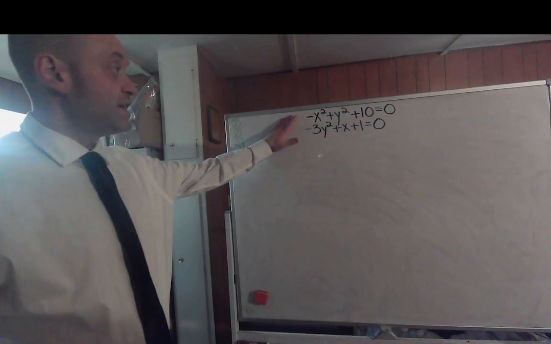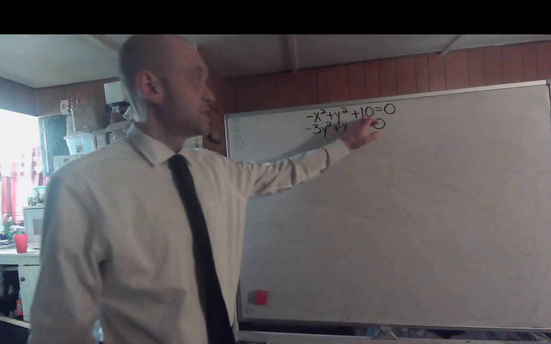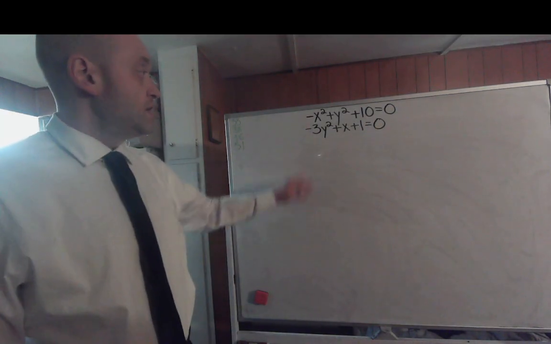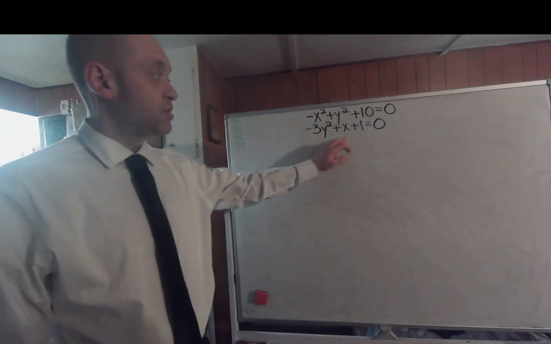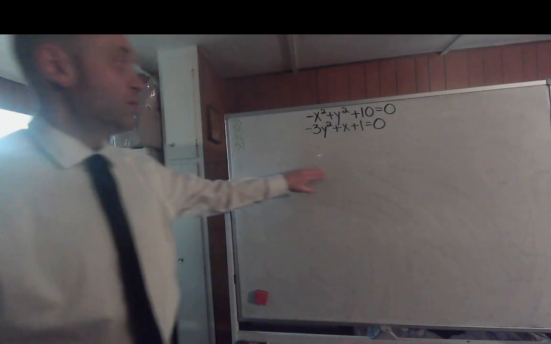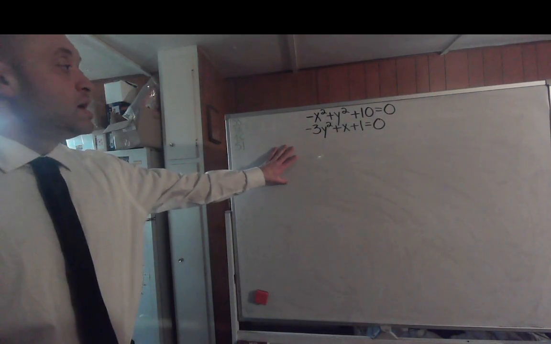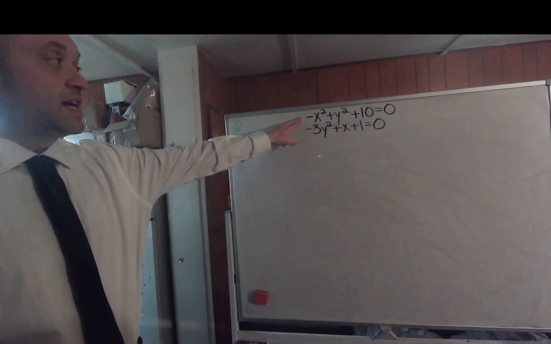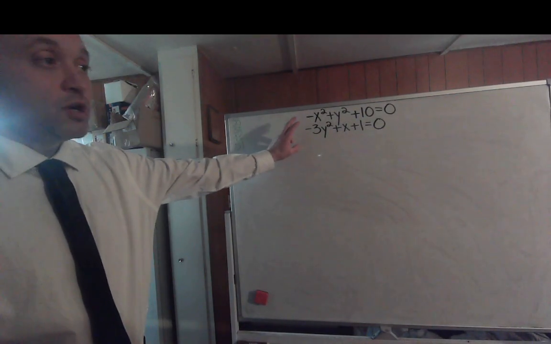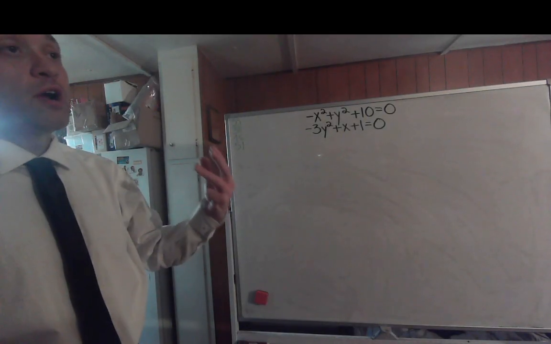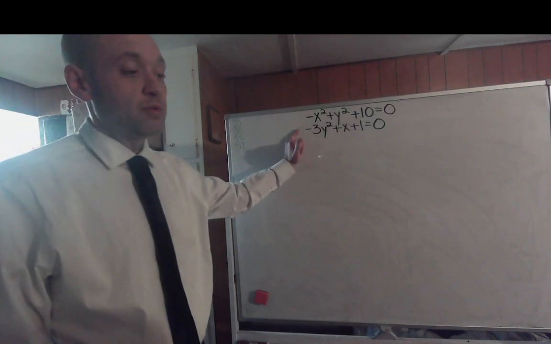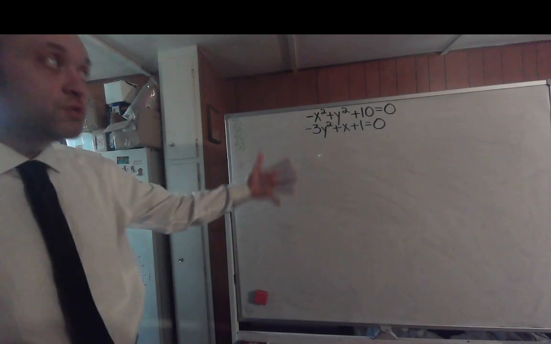We have negative x squared plus y squared plus 10 equals 0. Then you have negative 3y squared plus x plus 1 equals 0, okay? Well, first equation is definitely a hyperbola, second one's a parabola. So we need to figure out where a hyperbola and a parabola intersect, if they do at all.